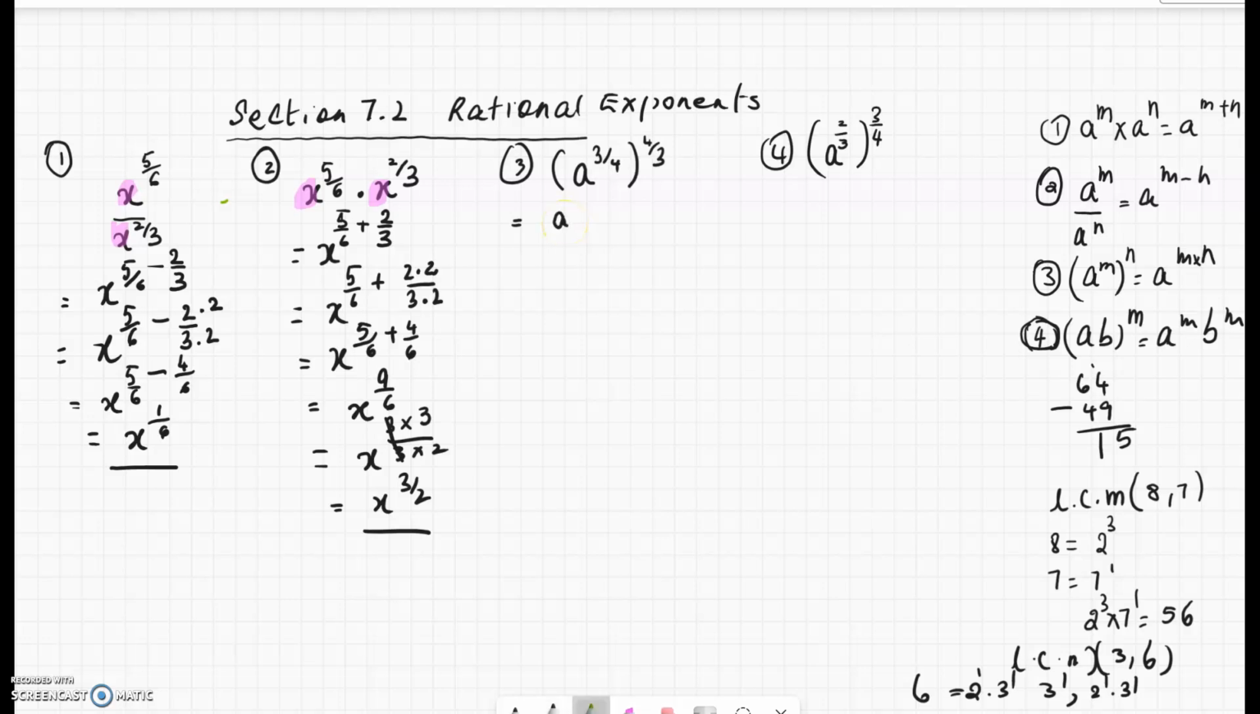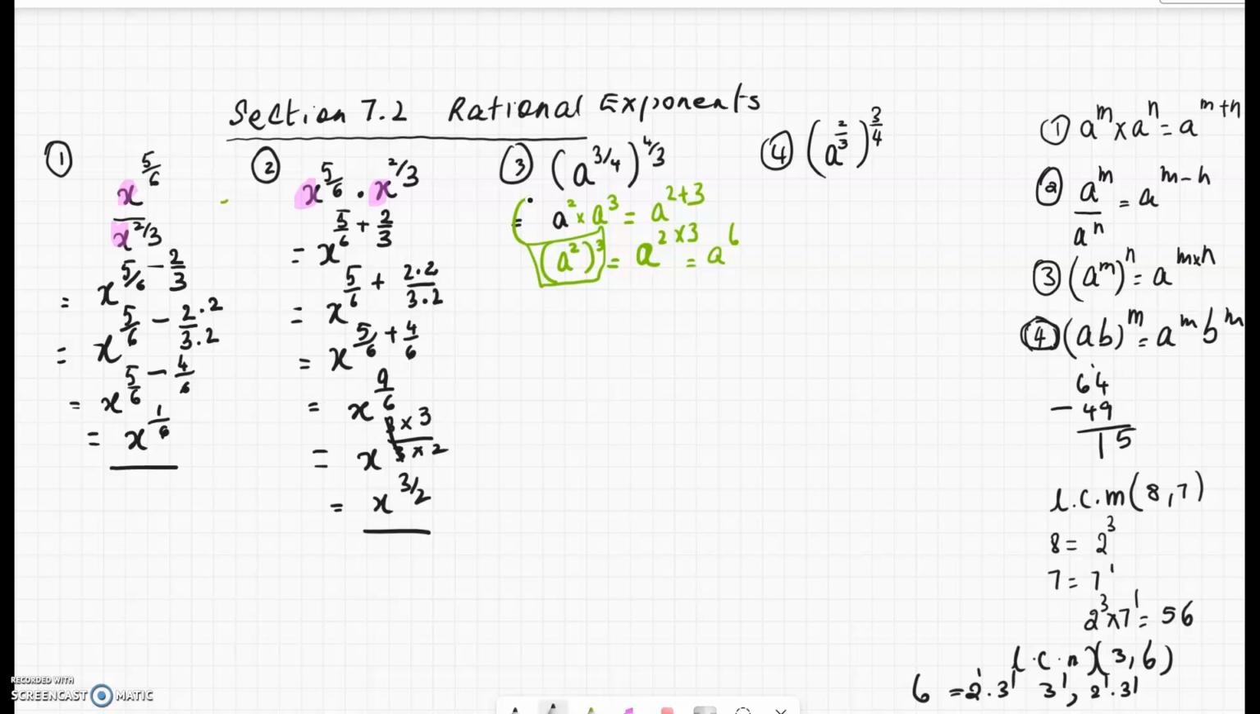A to the m, if you remember, let's do an example. A to the 2 times a to the 3 is a to the 2 plus 3. But if I said a to the 2 whole to the 3, then that would be a to the 2 times 3. The only time we multiply exponents is in this sort of a situation. So that would be a to the 6.